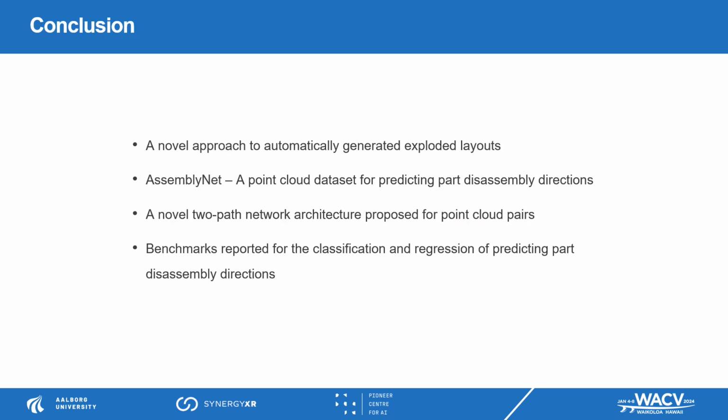In conclusion, we present a novel machine learning-based approach for determining part directions in automatically generated exploded layouts. To achieve this, we have presented the public AssemblyNet dataset, consisting of point cloud pairs of parts and subassemblies, annotated for both regression and classification tasks. We have also proposed a two-path network architecture, and we have reported benchmarks of 2 variants of the two-path network, as well as 4 other well-known point cloud networks. This study marks an important step in the automatic generation of disassembly sequences and exploded layouts, as the first study to apply machine learning methods to this task.